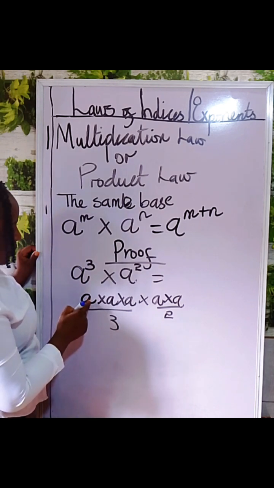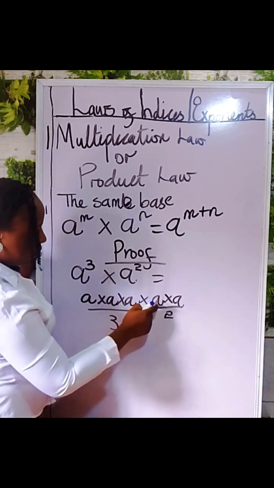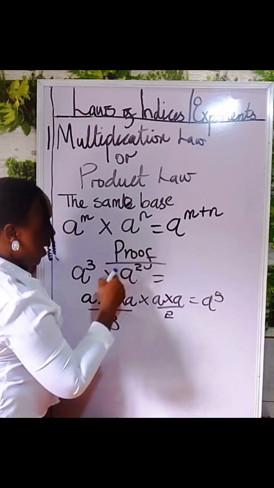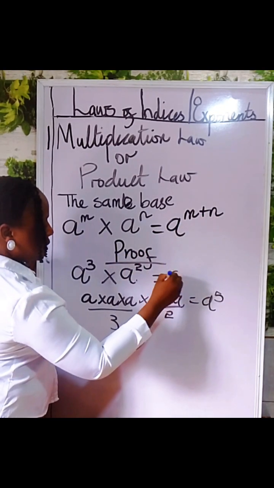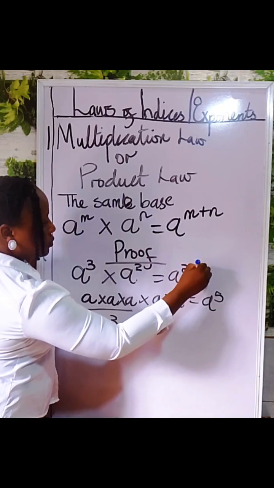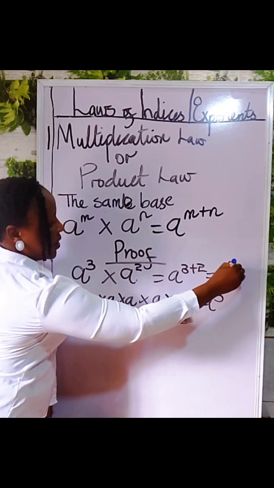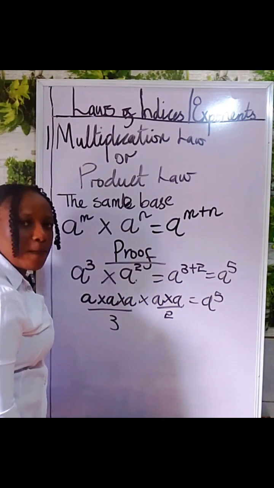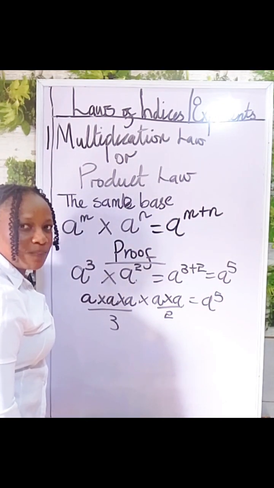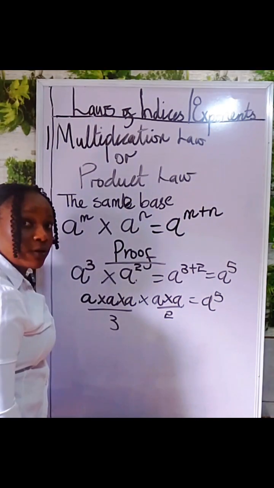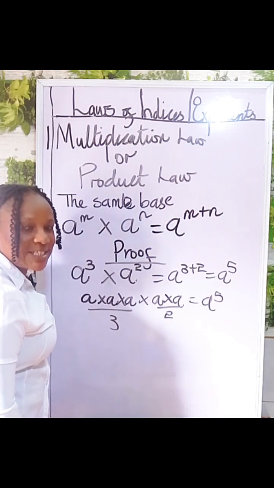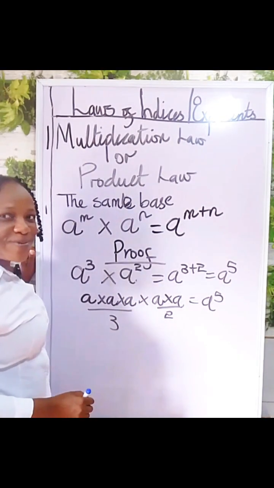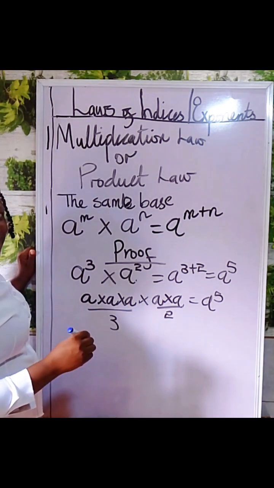So when we add together, it becomes what? 1, 2, 3, 4, 5. Are you seeing that it is A to the power 5? And if we go back to use our law, it is A raised to power 3 plus 2, which equals A to the power 5. Have you seen it? There's no magic in mathematics. If you follow the rules, you will always get it right. So that is a proof that this is correct. I hope you can do it.